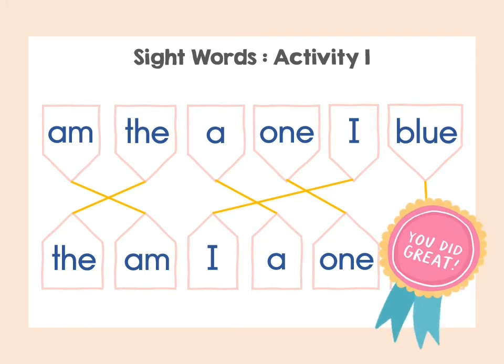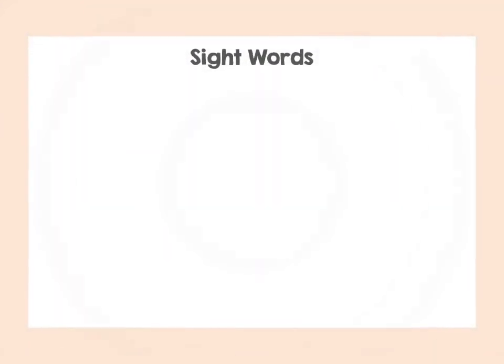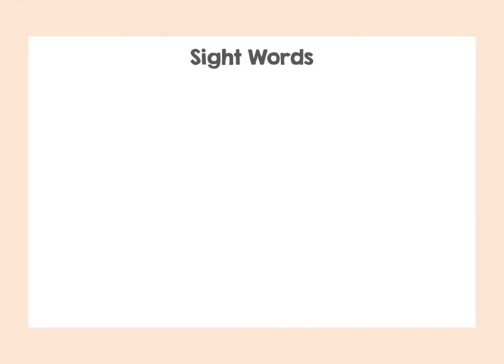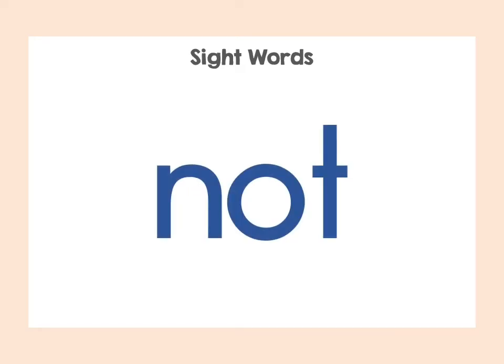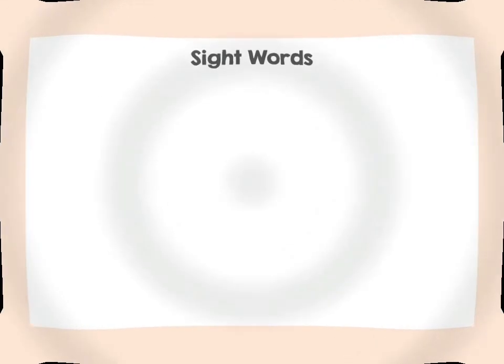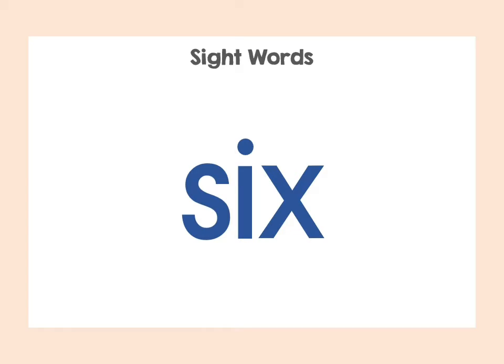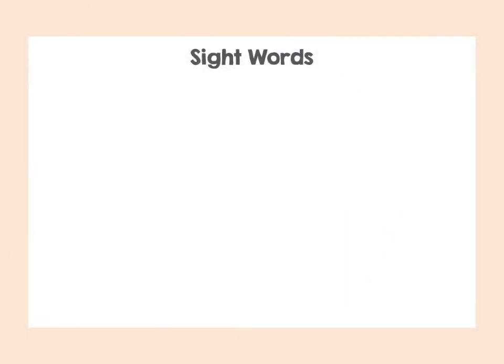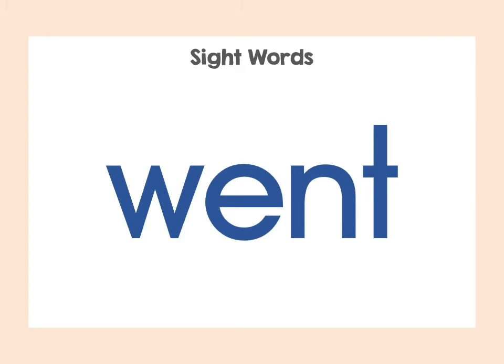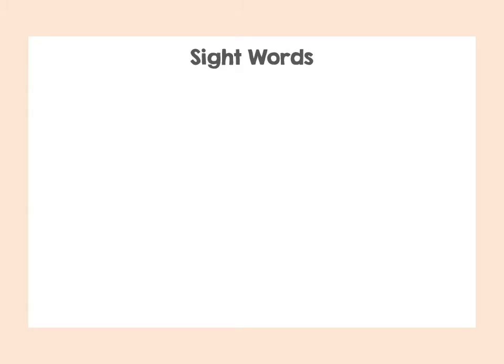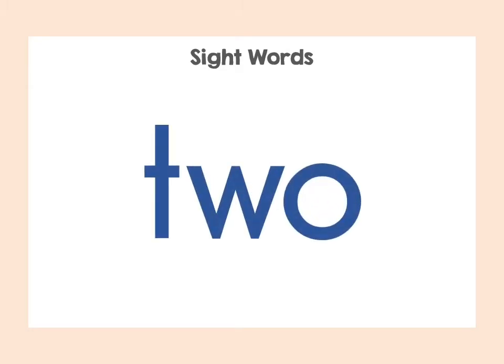Now, let's continue with other sight words. He. Not. Six. Went. Two.